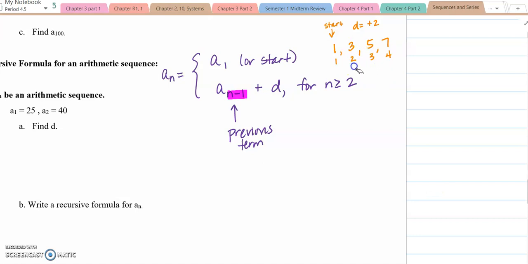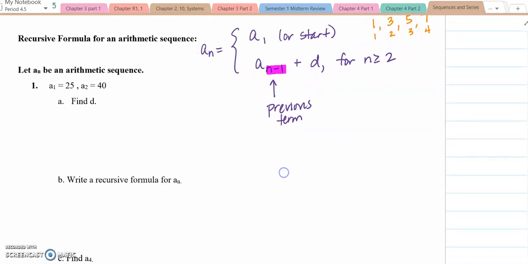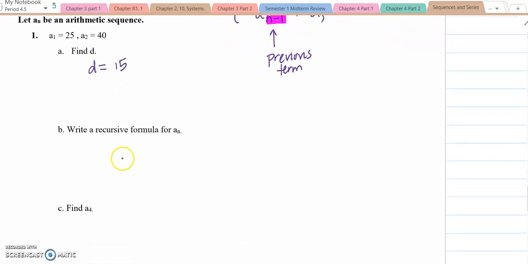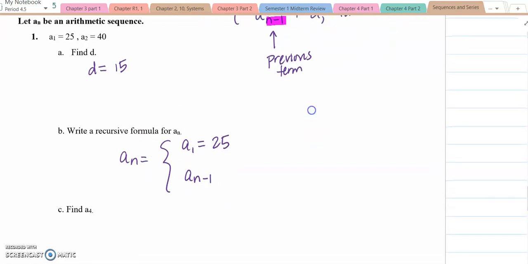So every recursive formula needs 3 parts. You need to have a starting position, this previous term element, and also how the pattern continues. So in number 1, a sub 1 is 25 and a sub 2 is 40. I think d is equal to 15. Here's your recursive formula. A sub n has a starting value of 25, and every a sub n after that will add on 15.